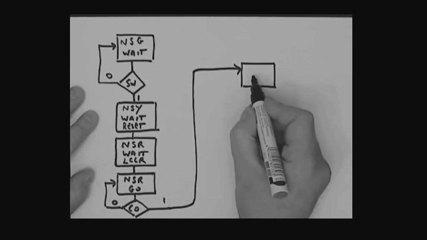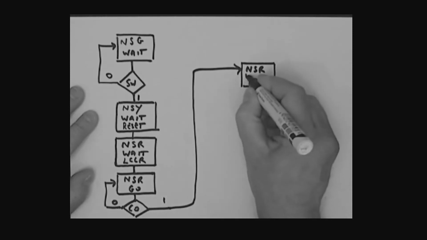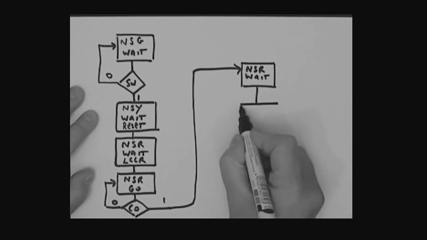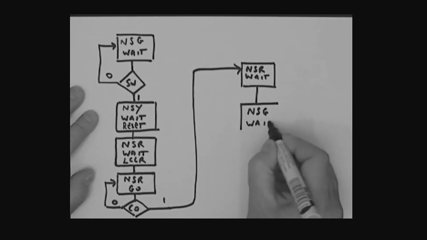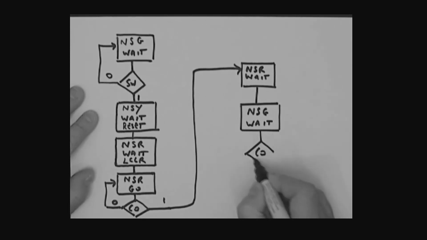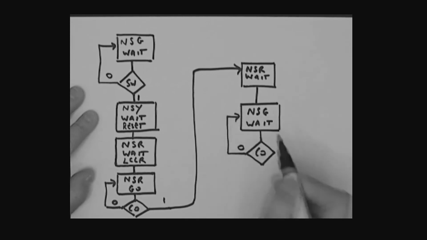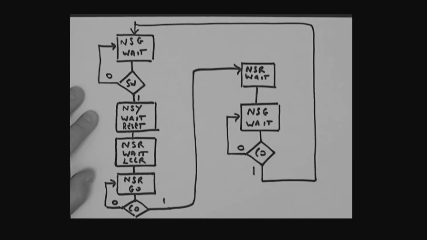And in this state here, what are we going to do? Well, we'll have north-south red. We'll have the wait condition. And then we'll move into this state here where we actually have north-south green, wait condition, and we'll time out in this state. So we'll look once again at the counter carry output, which is, of course, an input to our state machine. If the carry out from the counter is 0, we'll stay in that state. If the carry out of the counter becomes 1, then we'll move back to the beginning over here like so.